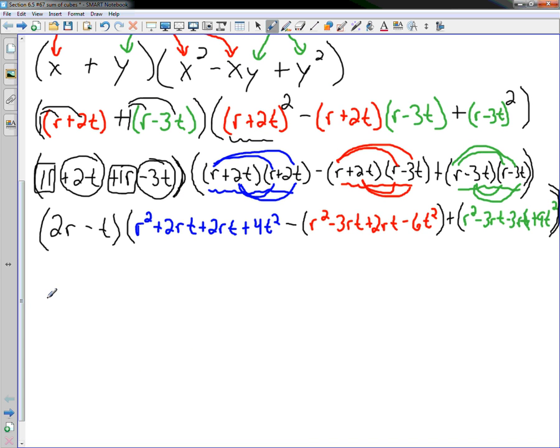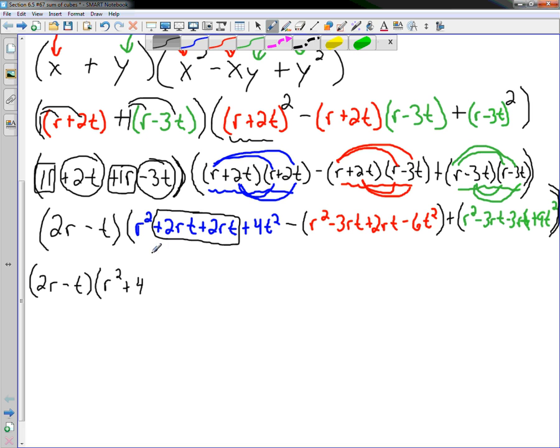Alright. So the 2r minus t stays the same. There was nothing to distribute into this, so I can go ahead and just combine some like terms. If you notice, these middle terms are like terms. So I have r squared plus 4rt plus 4t squared. I need to distribute here.